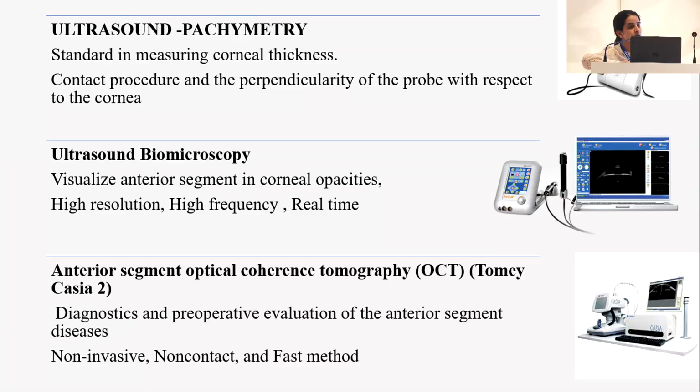Coming to ultrasound pachymetry, it's basically used as a standard in measuring the corneal thickness, and it's a contact procedure, where the perpendicularity of the probe with respect to the cornea is very important. But sometimes in dense corneal opacities, it could not capture the central corneal thickness. Ultrasound biomicroscopy is high resolution, high frequency and real time, and it's used to visualize the anterior segment in corneal opacities also. Anterior segment optical coherence tomography is a non-invasive, non-contact and fast method, and it has a role in diagnostic and pre-operative evaluation of anterior segment diseases also, and it has better resolution than the UBM.